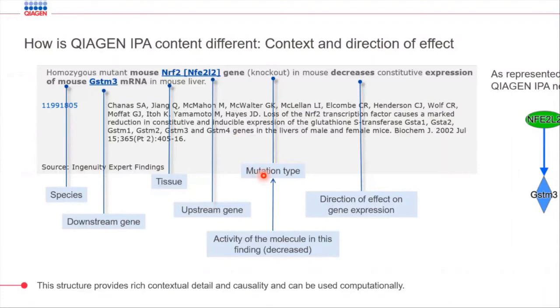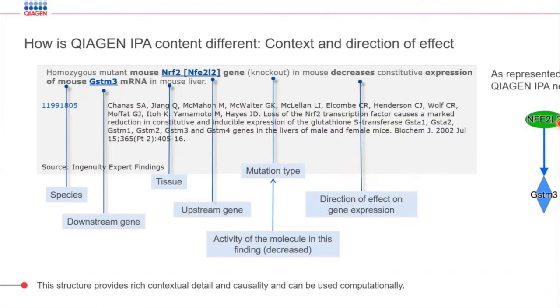And most importantly, and what we'll see utilized multiple times today, is when we capture these interactions, we also capture the directionality of these interactions as well. So in this context, when there is a decrease in NRF2 caused by a knockout, that leads to a decrease in expression of its target molecule GSTM3. So as we'll see today in a minute, as we go through the network construction process, all of this information essentially can be overlaid into a network.